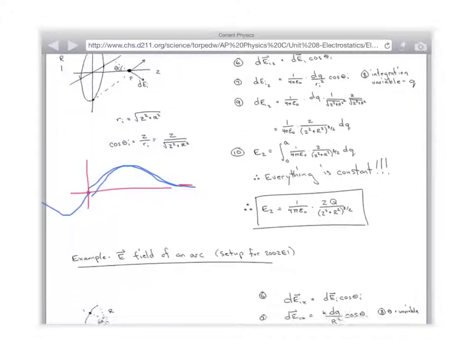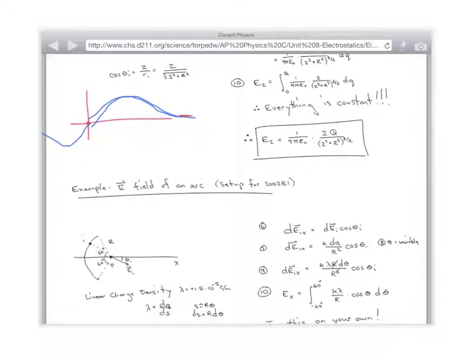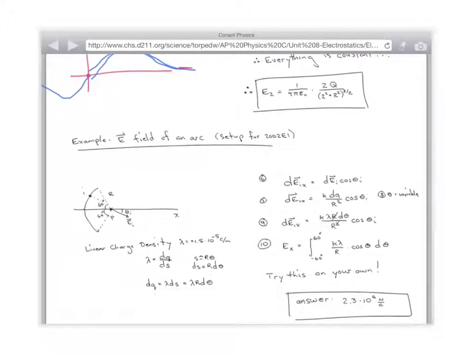E field of an arc. This is the setup for 2002 E1, which is in your packet. I'm not going to give you the answer to this. This is something you're going to have to do on your own today. But the setup goes like this. You have an arc of charge. It's a 120-degree arc, 60 degrees this way, 60 degrees that way. This is a two-dimensional problem, not a three-dimensional problem like the previous one.